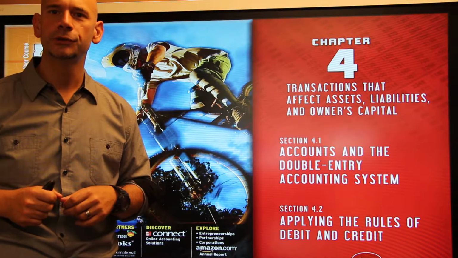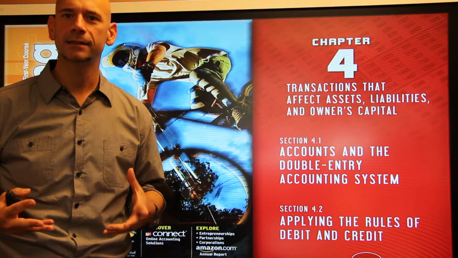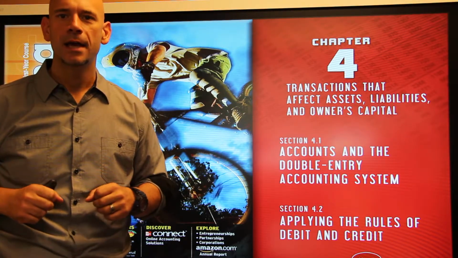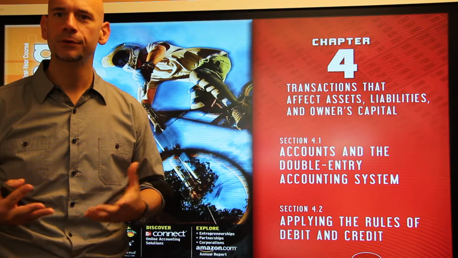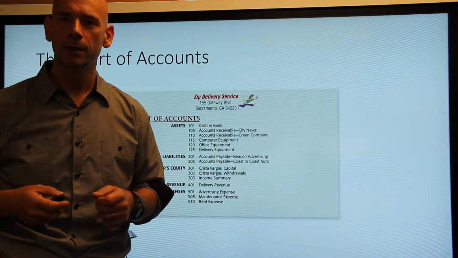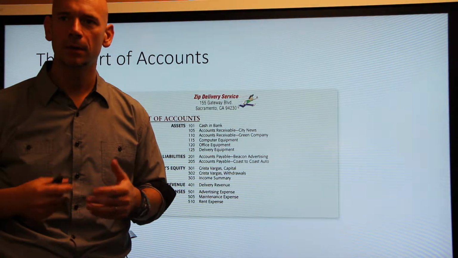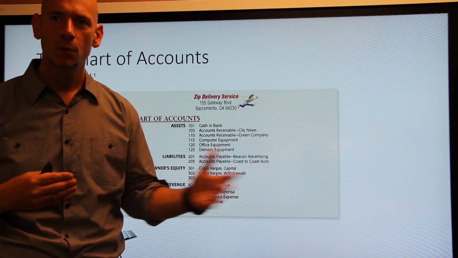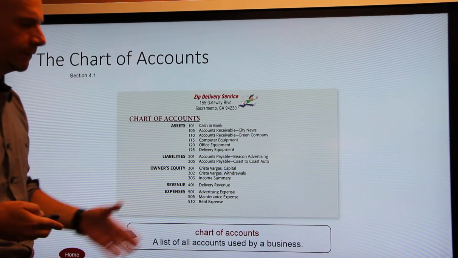We just made it through chapter 3 where we were analyzing different business transactions and figuring out which accounts were used and what direction those accounts are going, up or down. We're going to continue working a little bit in that in chapter 4, but we're going to expand our list of accounts. We're going to create first what's called a chart of accounts.